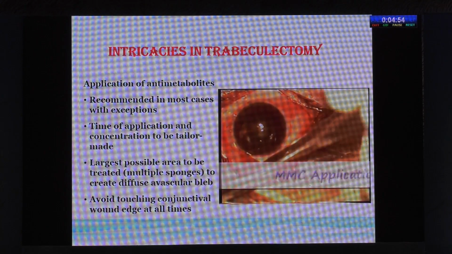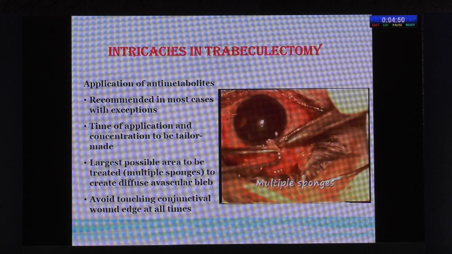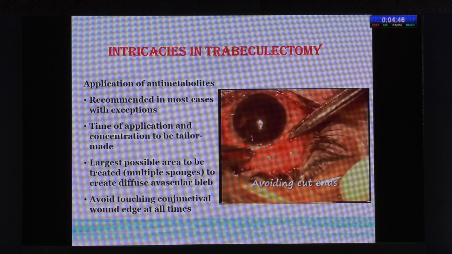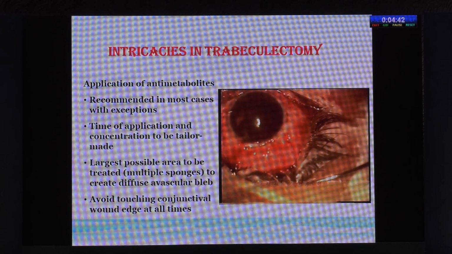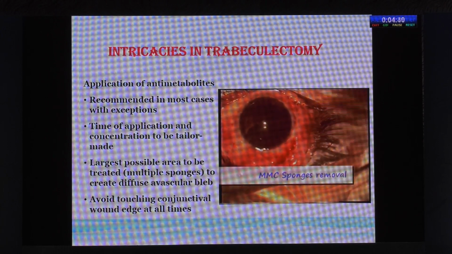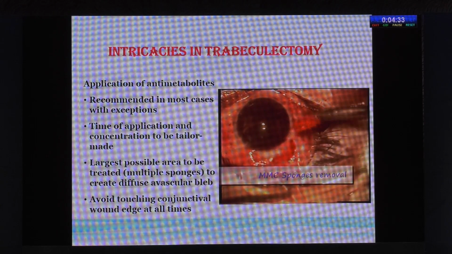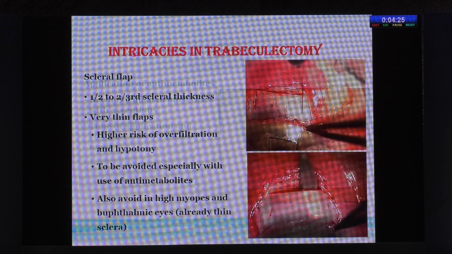Next is the application of antimetabolites. Obviously, it is recommended in most cases. Exceptions may be a very thin sclera. Otherwise, you use mitomycin, depending on the dosage, which may vary and could be tailor-made to individual cases. Use multiple sponges because this gives a wider bleb, a wider area of coverage, and you avoid touching the conjunctival wound edges at all times. In certain cases now, people are even preferring to inject subconjunctival mitomycin before doing the conjunctival resection.